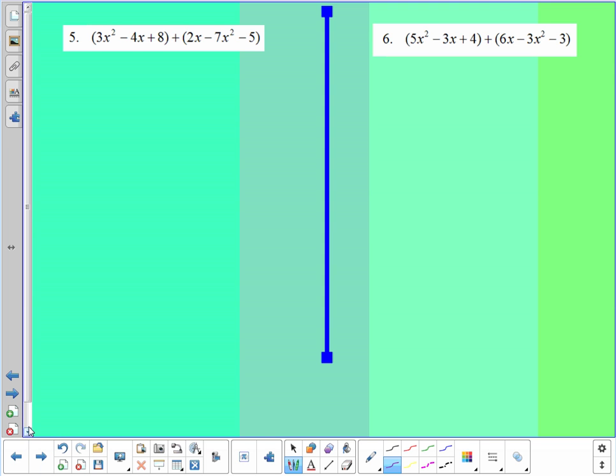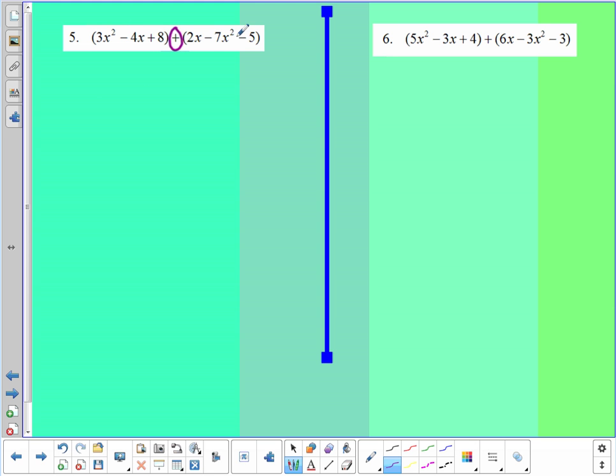Let's talk about number 5. In number 5, I have 3x squared minus 4x plus 8 and 2x minus 7x squared minus 5. I always try to circle what's in the middle because I want to remind myself if there needs to be anything distributed. In this case, there isn't. It's just addition.